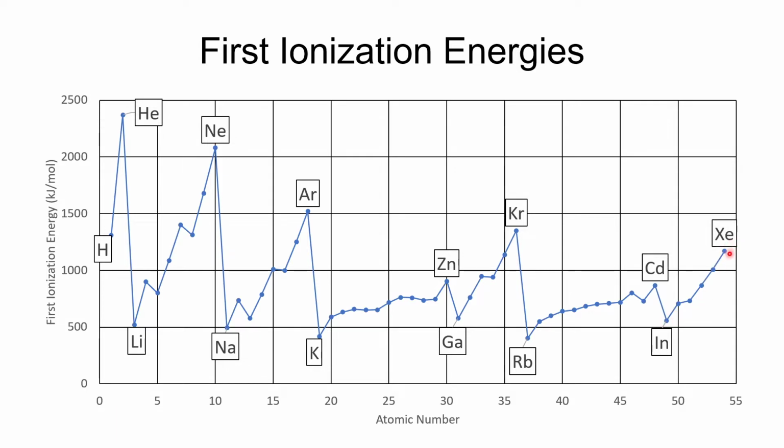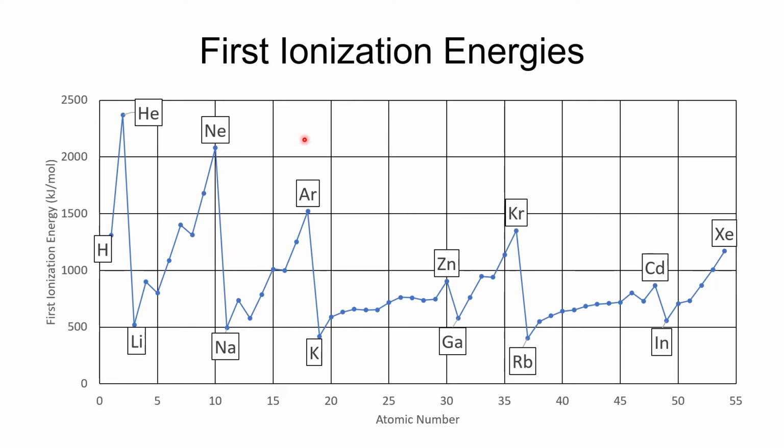And then finally at xenon, we'll see that it still has a relatively high ionization energy, but not quite as high as the other noble gases. Now, if we were to go further, we would find a similar trend in later periods. All right, so those are first ionization energies.